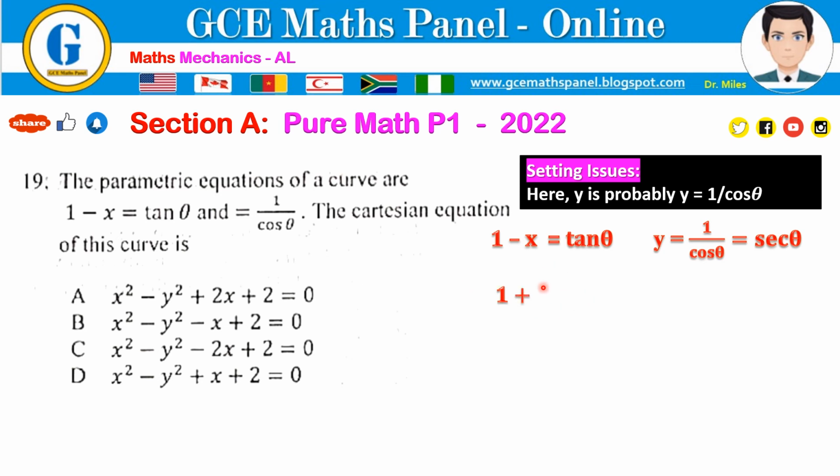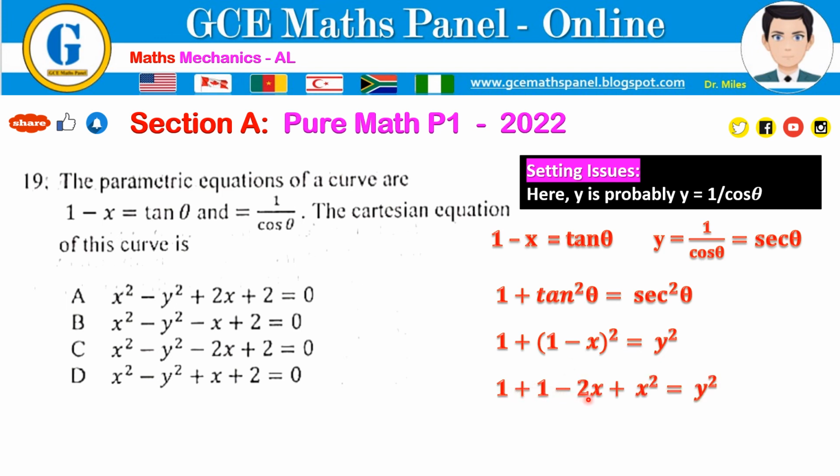We know that 1 plus tan squared theta is equal to sec squared theta. So we can now simplify or substitute here. We have 1 plus (1 minus x) squared is equal to y squared. We open now this bracket. That will give us 1 plus 1 minus 2x plus x squared equals y squared. And when we simplify, we have x squared minus y squared minus 2x plus 2 equal to 0. So our key here is C.